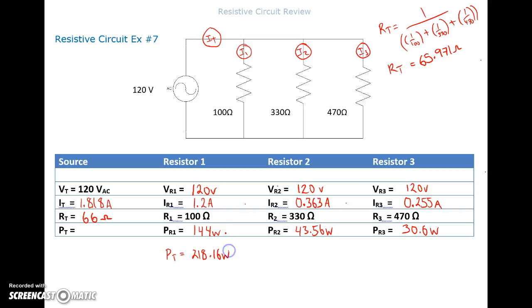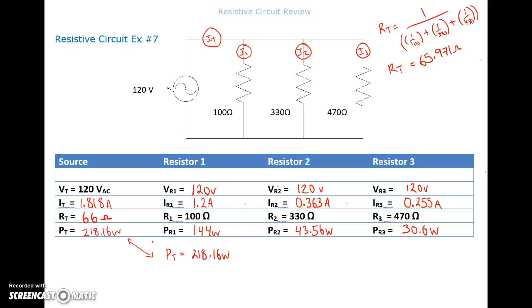218.16 watts. Okay, let's do voltage times current here and see whether we get a similar value. So 120 volts total times a total current of 1.818 gives me a total, oh look at that, it's very nice, gives me a total wattage of 218.16 watts. So these guys ended up being the same. So this is to reinforce the fact that it doesn't matter if it's series or parallel, the power equations will always be the same.